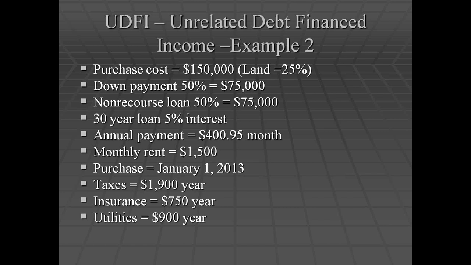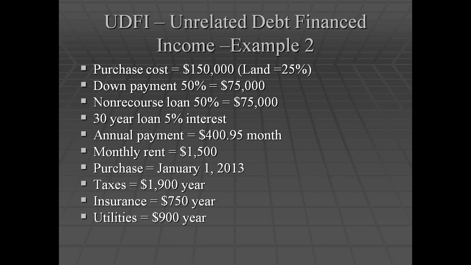Your monthly rent from the property that you're going to be getting is $1,500 a month. We're assuming we're going to buy it in January. It just makes it easier to do the examples if it's 12 months. Your property tax is $1,900 a year, your insurance $750 a year, and you'll be paying utilities of $900 a year. So those are your fact patterns, okay?